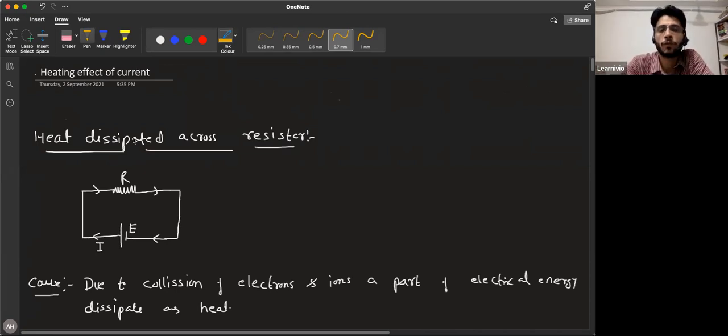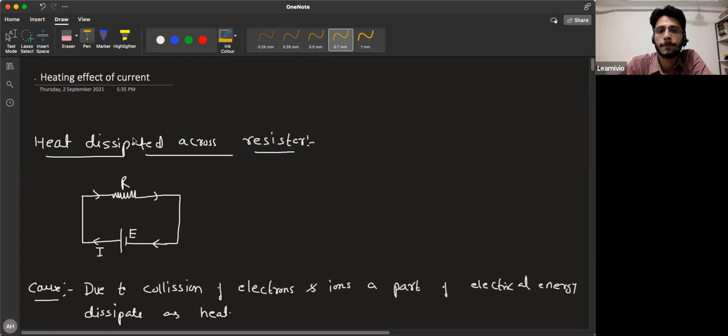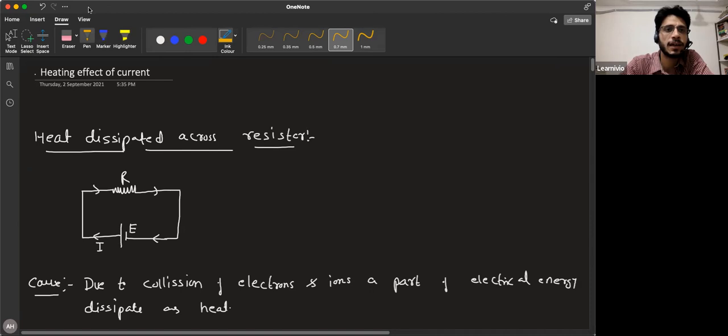Can you tell me from where that heat energy is coming? It's basically the electrical energy. When you connect your laptop or any device with an electrical circuit or electrical supply, the electrical energy gets dissipated as heat. So that dissipation of electrical energy as heat is known as heating effect of current.